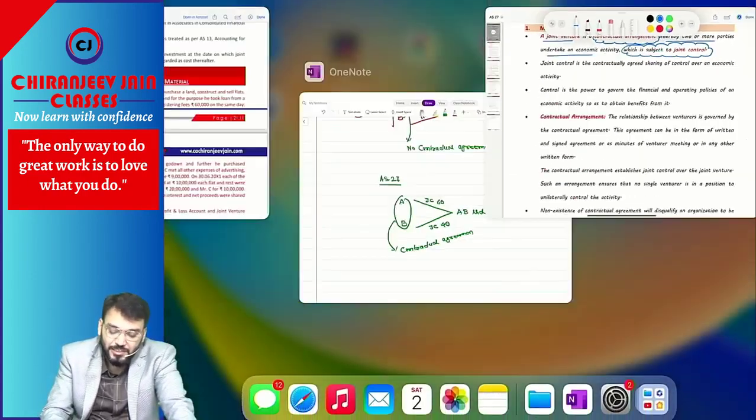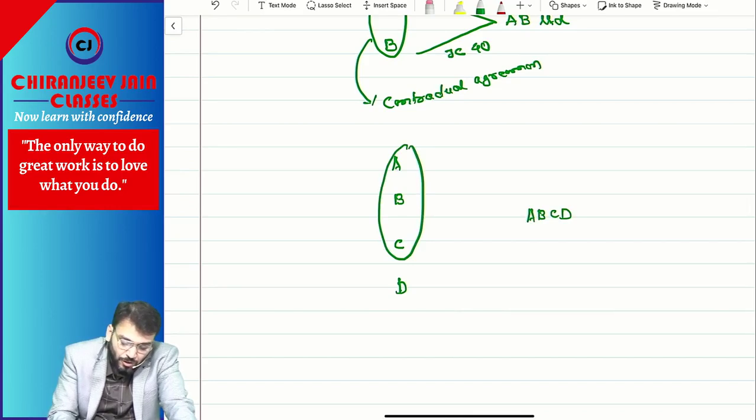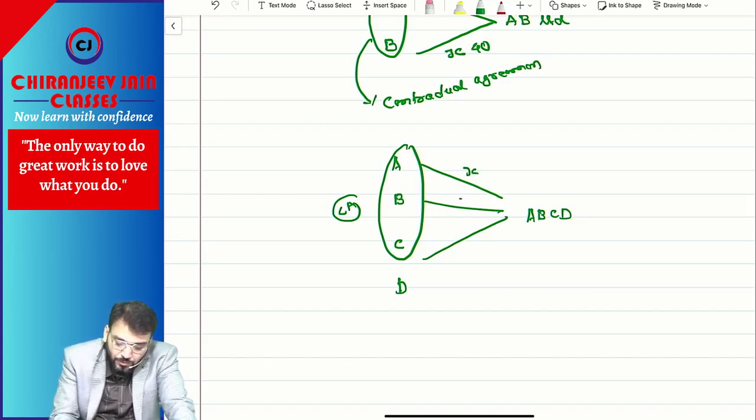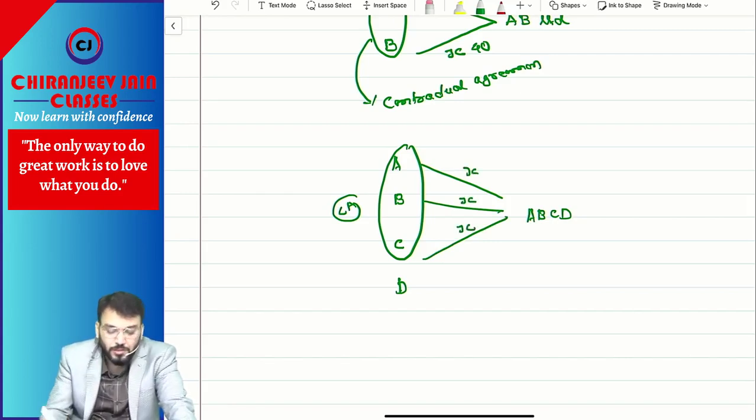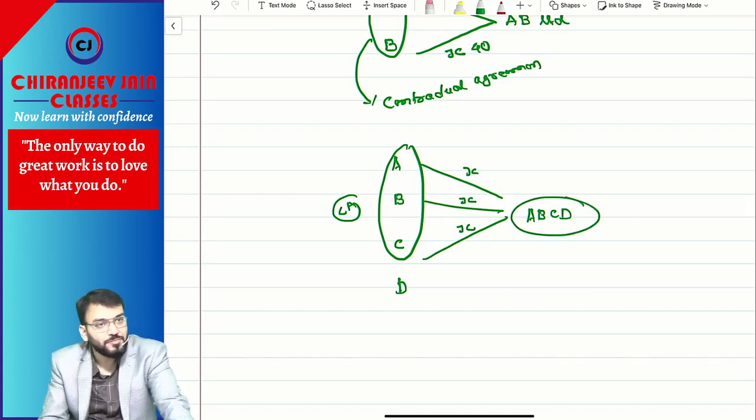I can say in this way, suppose A, B, C, D has created one company ABCD. In this, A, B, C has done one contractual agreement. Understood? All three will have joint control. So this is also a joint venture. ABCD is a joint venture.